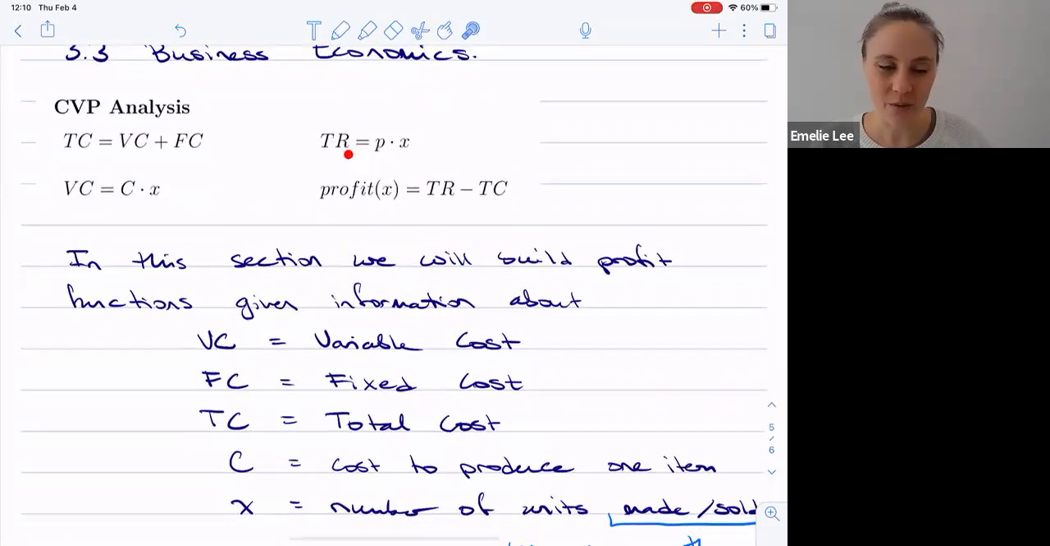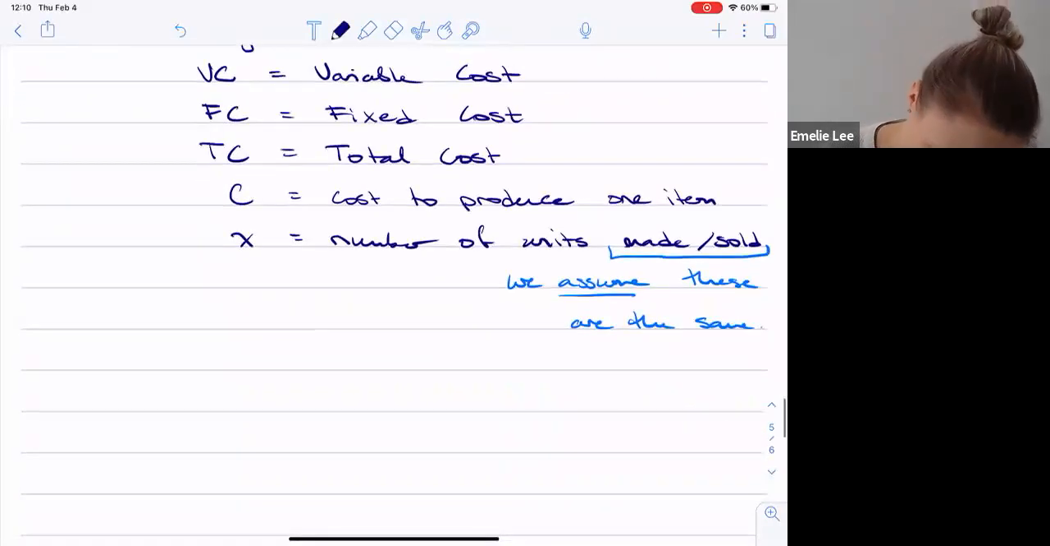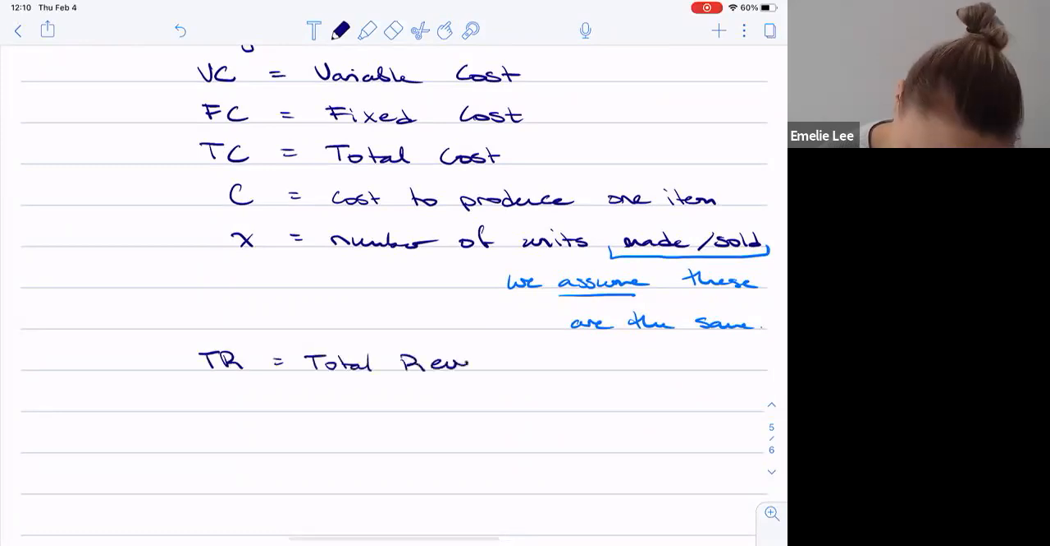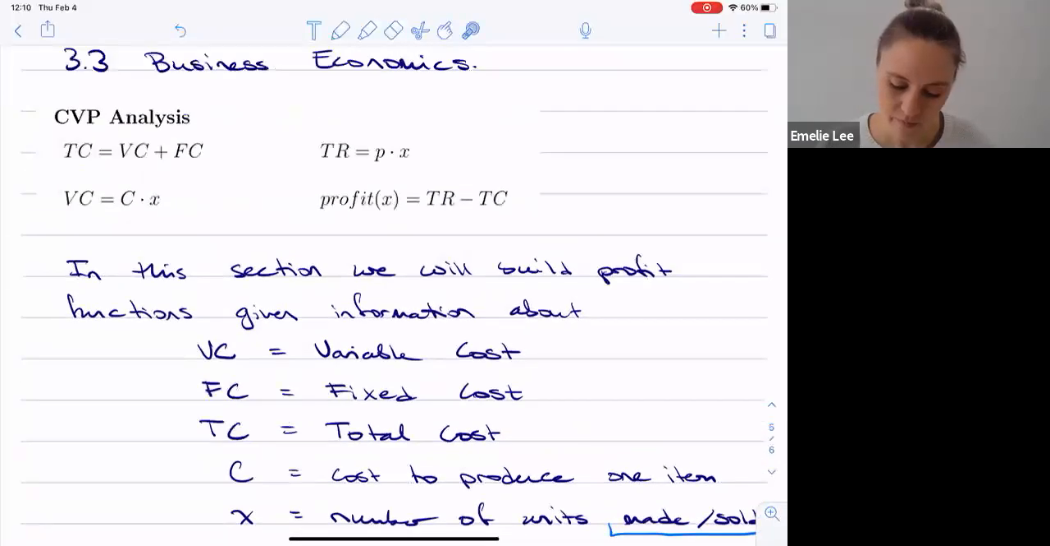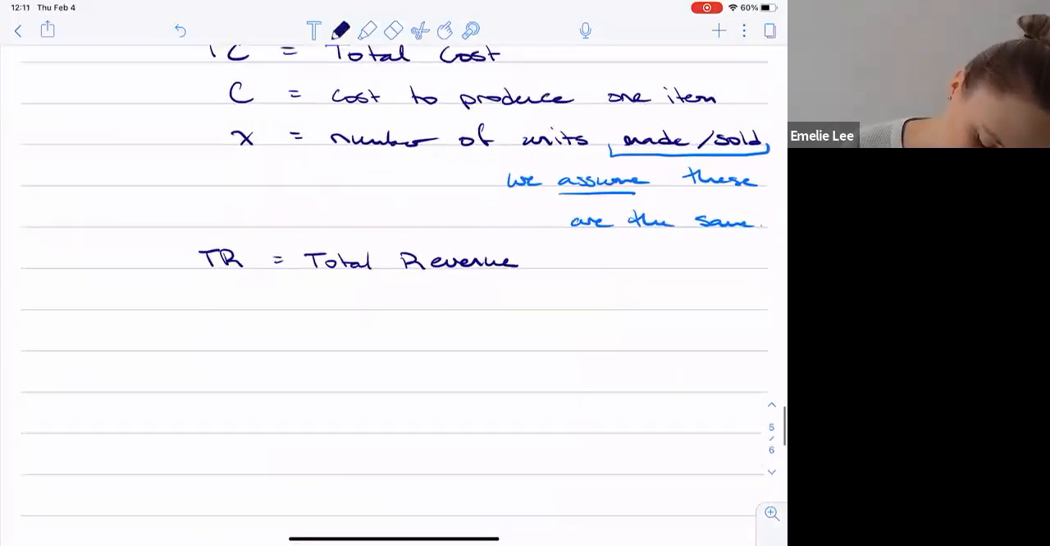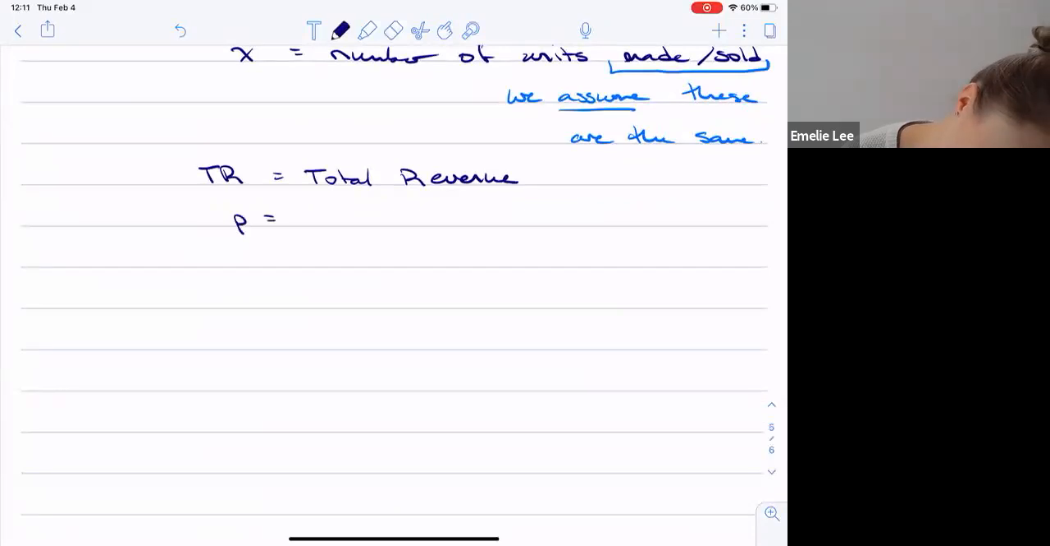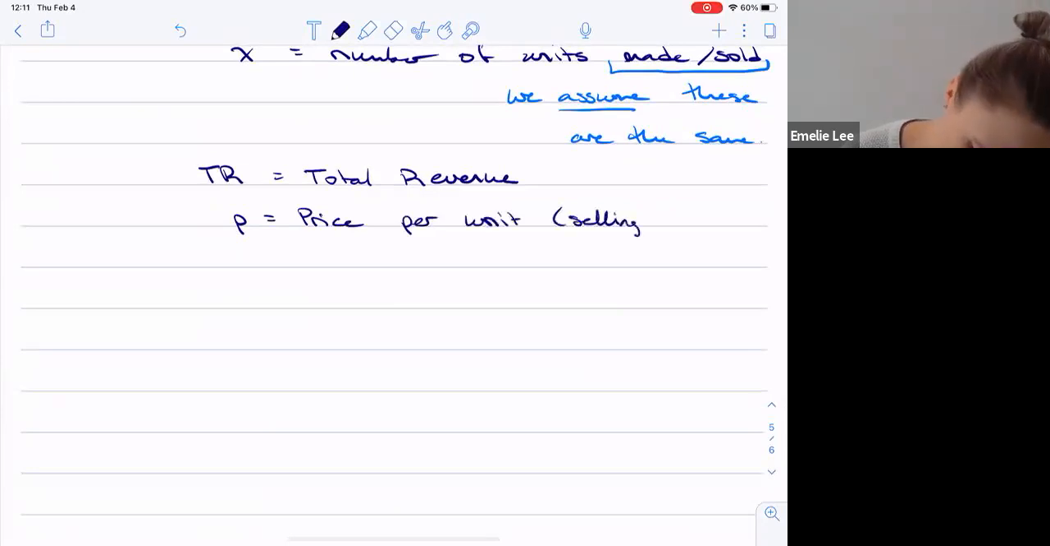TR is the total revenue. P, remember, so this is a lowercase p. A lowercase p is the price that I charge per unit, right? So you can think of it as the selling price per unit. P is the price per unit, the selling price.